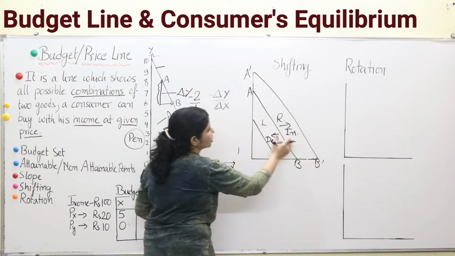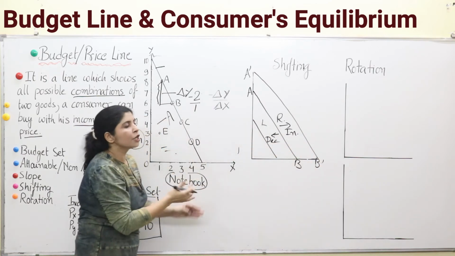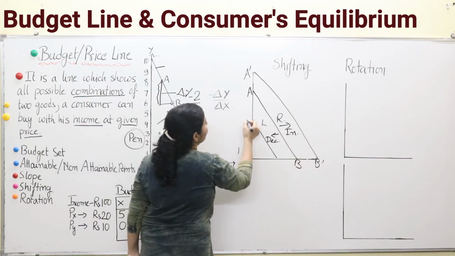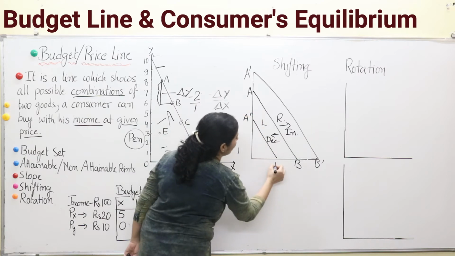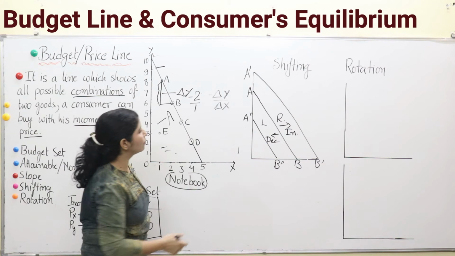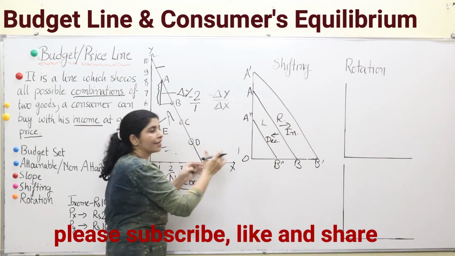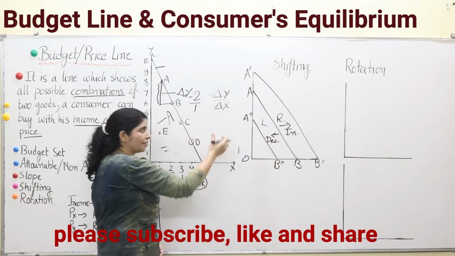In case of increase, the price line will shift towards right, and in case of decrease, your price line will shift towards left. And this is A double dash and B double dash. You can say B2 or whatever you want to write over here. This is shifting towards right and towards left. In case of increase, it is right. In case of decrease, it is left.